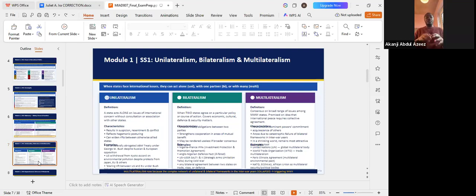Thank you. So, multilateralism is where many states work together in the international system to achieve a common goal. Understand? In multilateralism, there is usually a consensus agreement by many states.